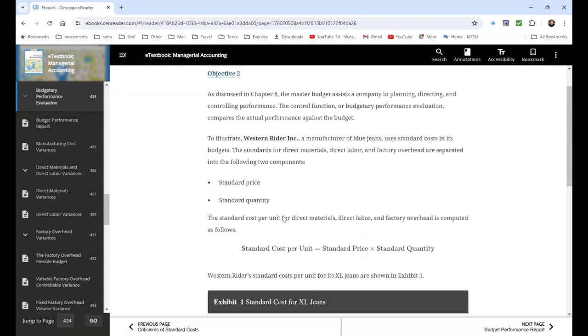So you have a standard price and your standard quantity. And so if you have direct materials, direct labor, or factory overhead, you're going to have a standard cost per unit, which is equal to the standard price times the standard quantity. So if you have 4 hours of labor and your labor rate is $20 plus $5 in benefits, so that's $25. So your standard is 4 times 25 or $100. So if you have more or less than $100 in labor, that is going to either exceed your standard or be under the standard.